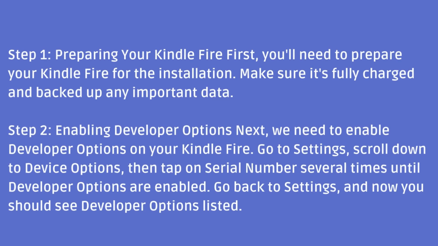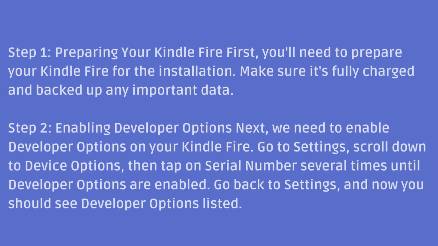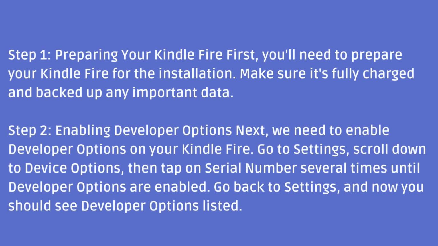Step 2. Enabling developer options. Next, we need to enable developer options on your Kindle Fire. Go to Settings, scroll down to Device Options, then tap on serial number several times until developer options are enabled. Go back to Settings, and now you should see developer options listed.